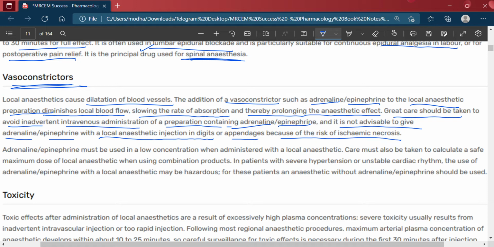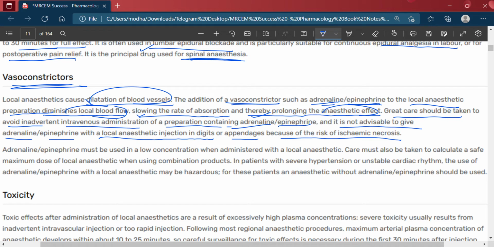So vasoconstrictors are given with local anesthesia nowadays because the local anesthesia causes vasodilatation, dilatation of the blood vessels. The addition of a vasoconstrictor such as adrenaline or epinephrine to the local anesthetic preparation diminishes the local blood flow, slowing the rate of absorption and thereby prolonging the anesthetic effect.